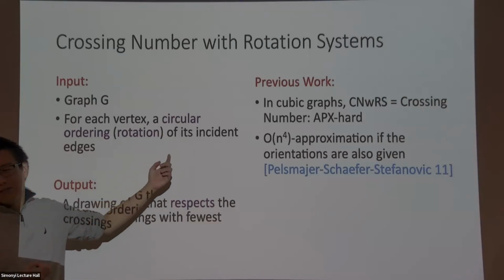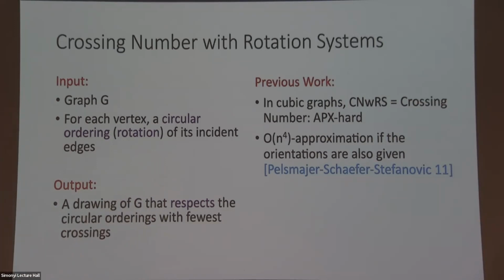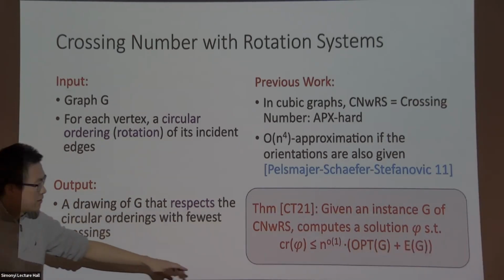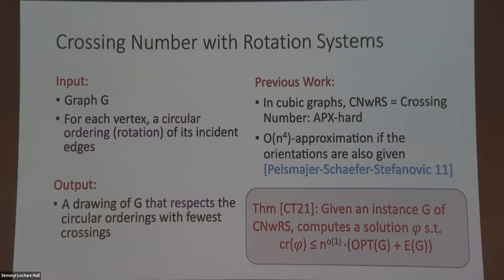So n to the 4 is still non-trivial, because the number of edges can be significantly larger than the number of vertices. Even with the flip status fixed, we can also achieve n to the 4. This is the only previous work on this problem. What we are going to show is that we can achieve OPT plus E to the 1 plus little-o of 1 times n to the little-o of 1. So we can find a drawing with this many crossings. OPT is the optimal number of crossings respecting this rotation system, but we now allow ourselves to compare with the number of edges.